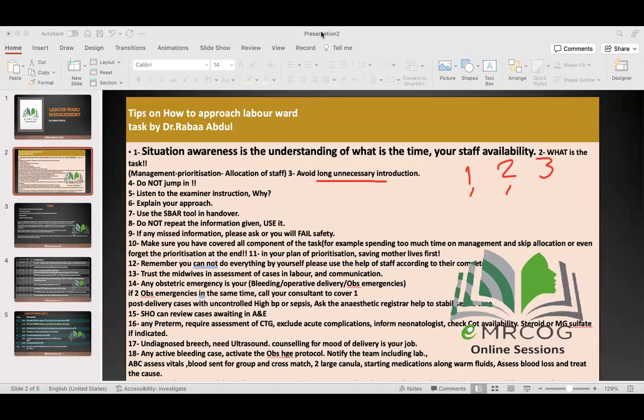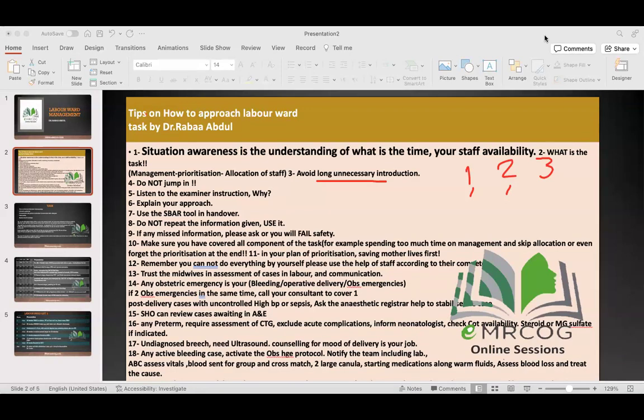Also, explain your approach after you listen to the examiner. Listening to the examiner is important. Yes, it's important. Please listen to the examiner. Why? The examiner will not say anything unnecessary. Anything the examiner says to you is guiding you into how to answer this board today. He will guide you.